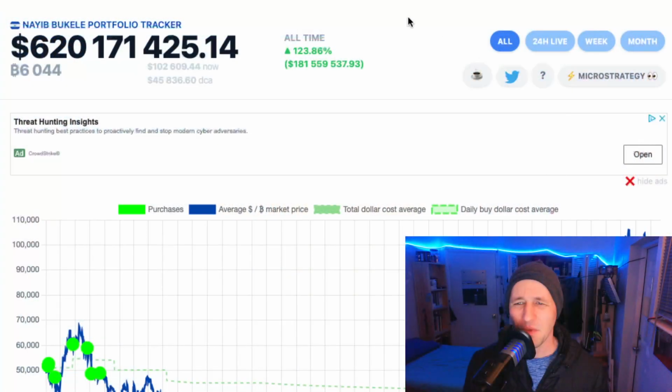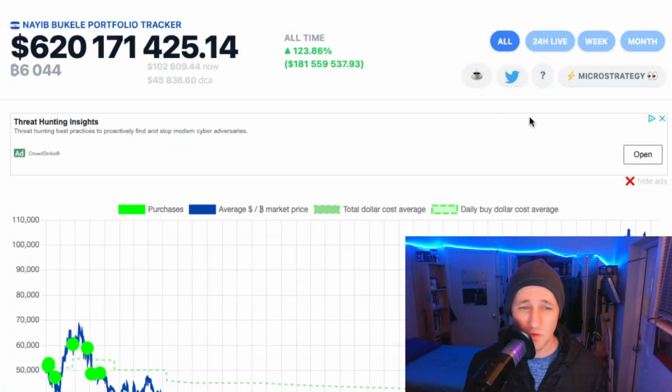But it is 123%. And by the way, they recently announced that they were going to start paying people's electric bill in their country because of this capital that they've got. I assume from the IMF, but also from their Bitcoin holdings, which they can use as collateral for loans.